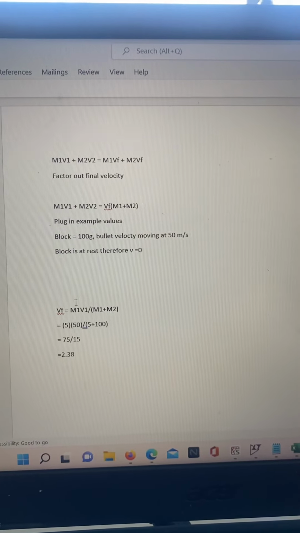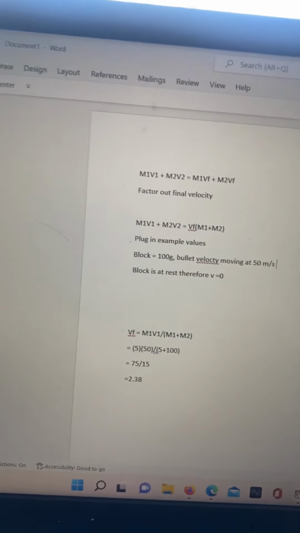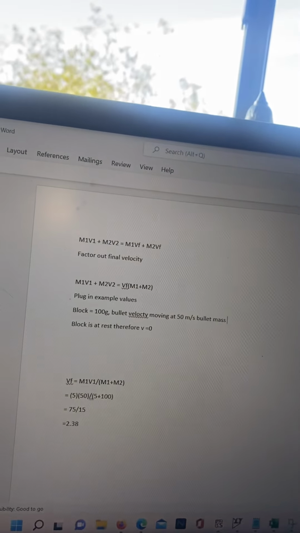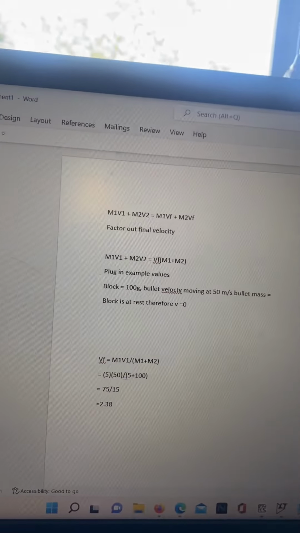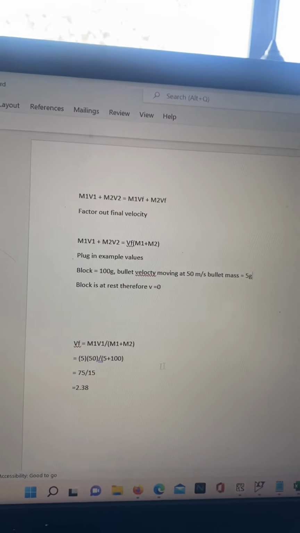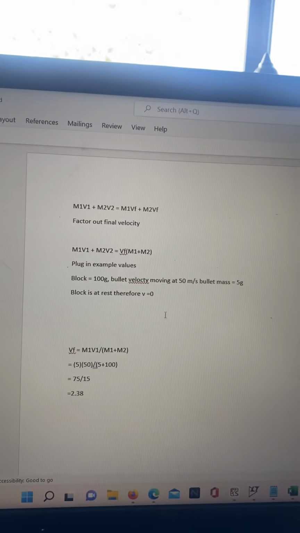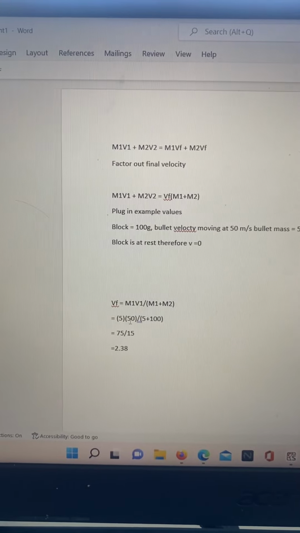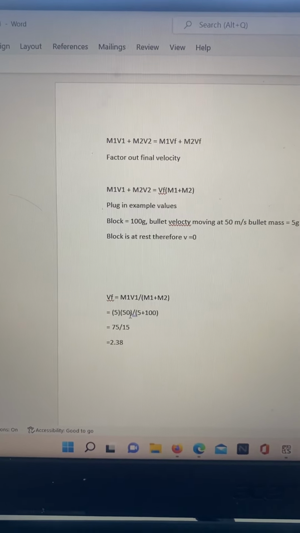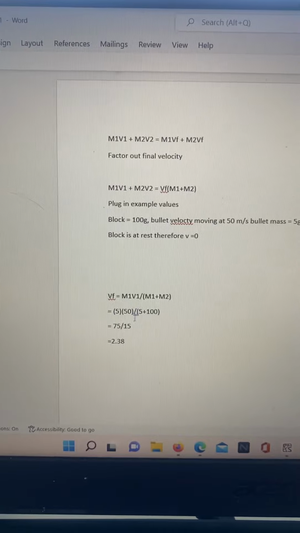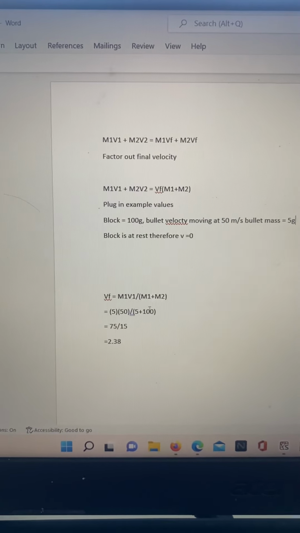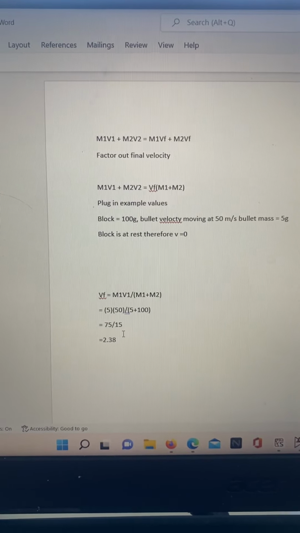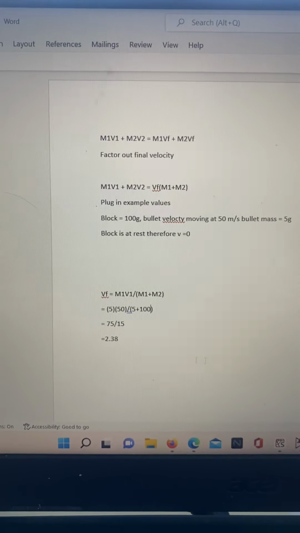And then we need the mass of the bullet. We're going to do 5 grams. So it's a 5 gram bullet, and this all gets plugged in down here. So we have the mass of the bullet times the velocity of the bullet. So 5 times 50 divided by the mass of the bullet plus the mass of the block. This is in grams. That gives us 250 over 105. This should come out to 2.38.